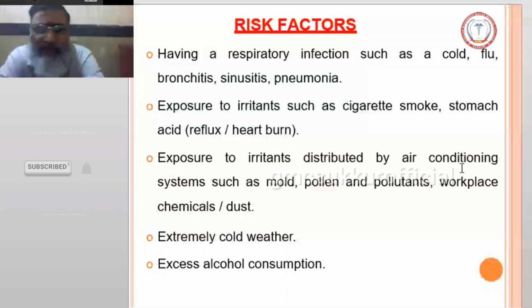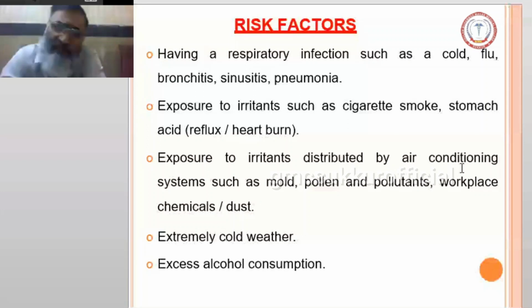Now extremely cold weather and excess alcohol consumption. Alcohol is again a chemical which causes decortication of the epithelium. Now decortication is a word you use when, suppose, you have to remove the bark from the trees, or you have to remove the skin from the trees. So it is removal of skin from a tree; like that, when the epithelium is removed, that is labeled as decortication. Now the etiology or reason behind laryngitis.